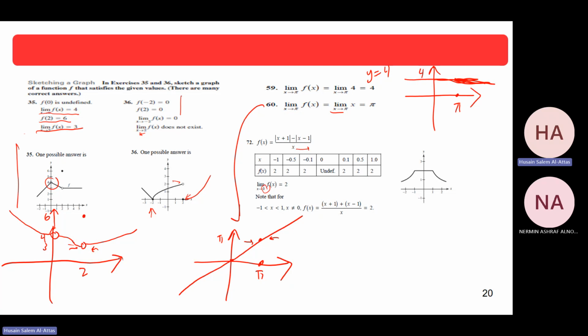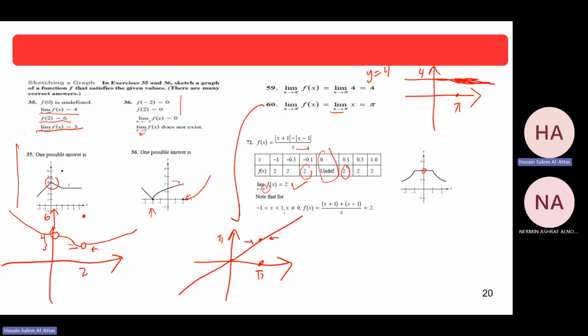Except at 0. At 0 it is undefined because you cannot divide by 0. So I think there should be a circle here. At 0 it should be undefined, so it should be something like this, it cannot be like that. Okay. So from the left you're going to 2, and from the right going to 2. So the limit is equal to 2.